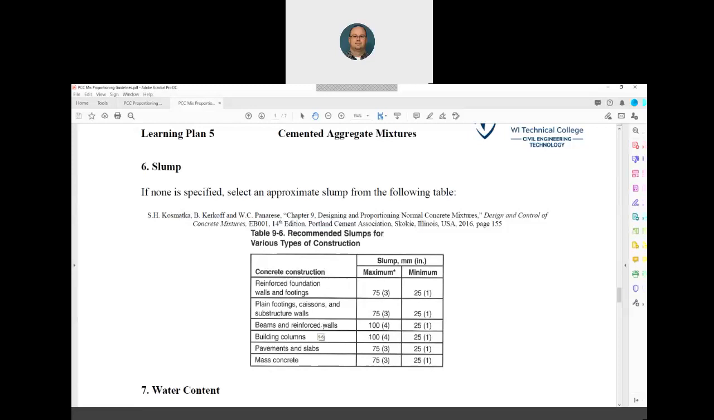So if we know ahead that we want a high slump, we can design to have that much water in there, because our slump determines our water cement ratio. We want a low water cement ratio. But if we don't want a high slump, but we need to get that concrete workable, we're going to add an admixture. Okay. So if I don't specify a slump, we're going to pick it off of this table.